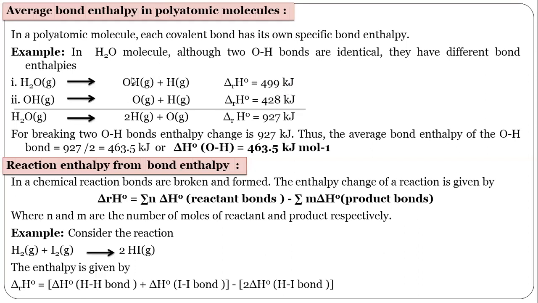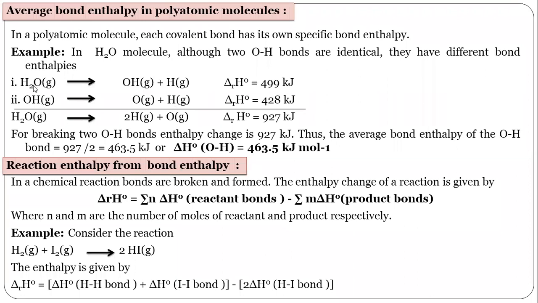Then this second OH bond is broken. Oxygen and hydrogen will be separated in the gaseous state, and see the energy change. It is 428 kilojoule. Means though the OH bonds are the same, the enthalpy changes are different. So the bond enthalpy or bond energy is calculated by adding these two steps and dividing by 2.